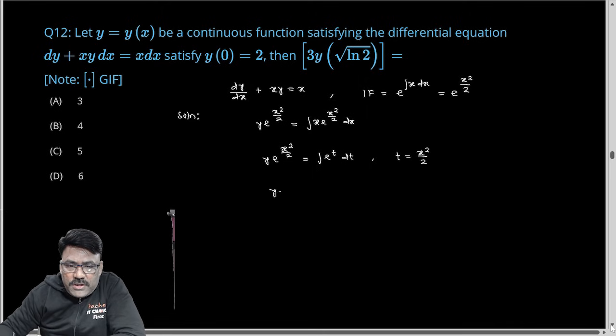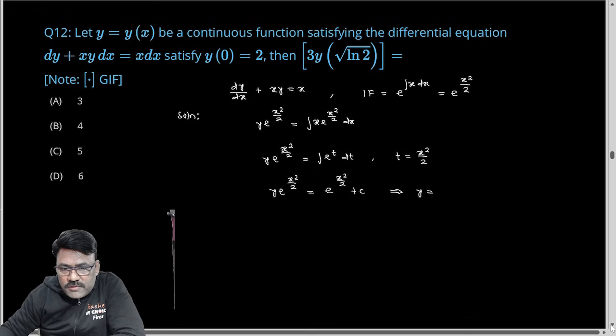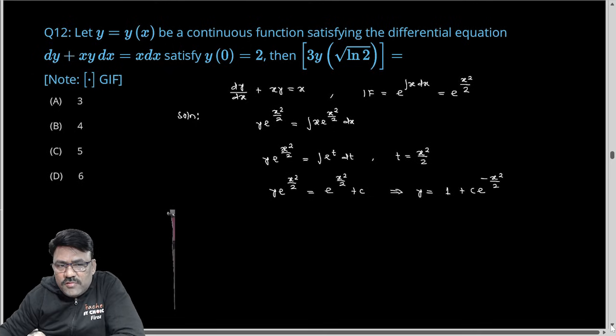So now I'm getting y e raised to x square by 2. The integration of e raised to t is e raised to t itself, and t is x square by 2, plus c. Now if I divide the whole equation by e raised to x square by 2, I'm getting y as 1 plus c times e raised to minus x square by 2. So this is your solution.